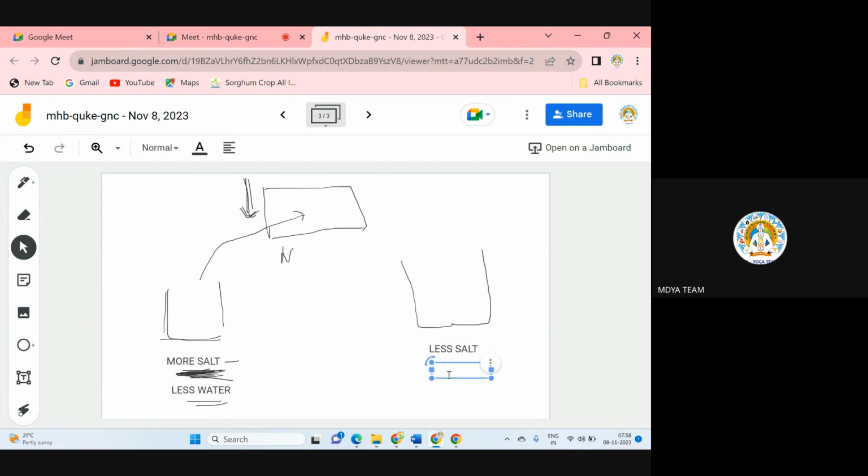Now let's discuss this less salt water: less salt and more water. If you are doing jalaneti with a lower concentration of salt and a higher concentration of water, what will happen then? Water will be absorbed by our cells.